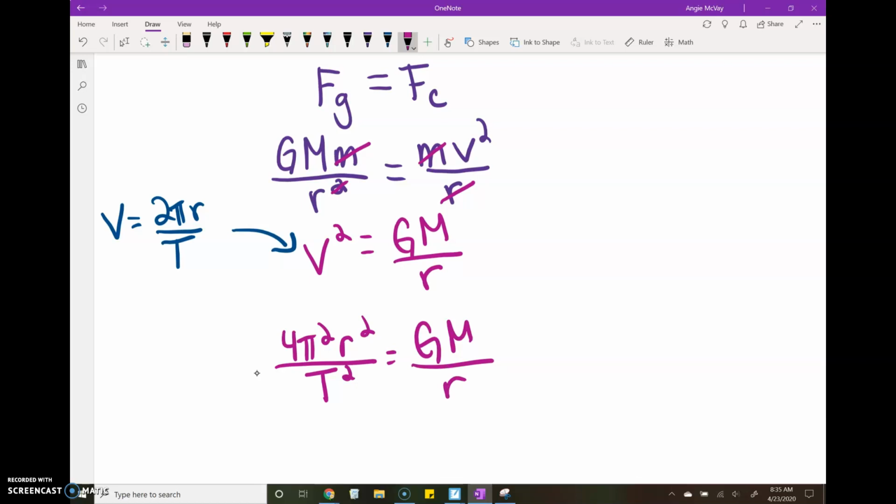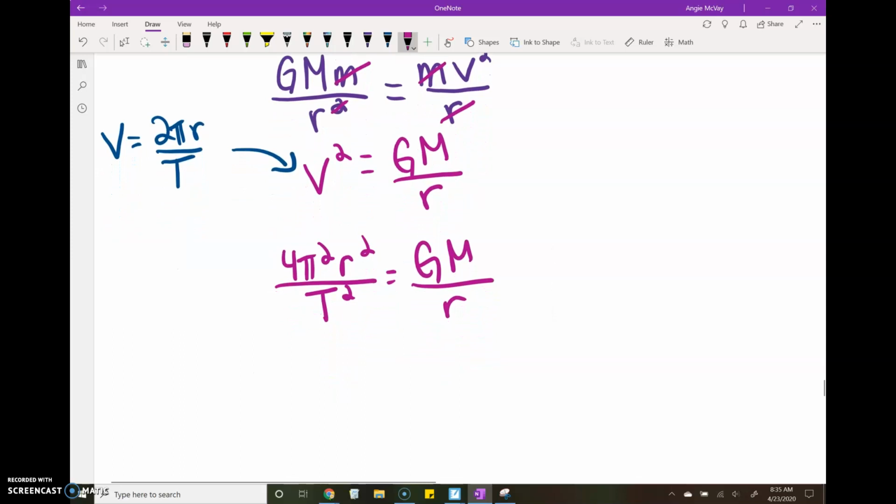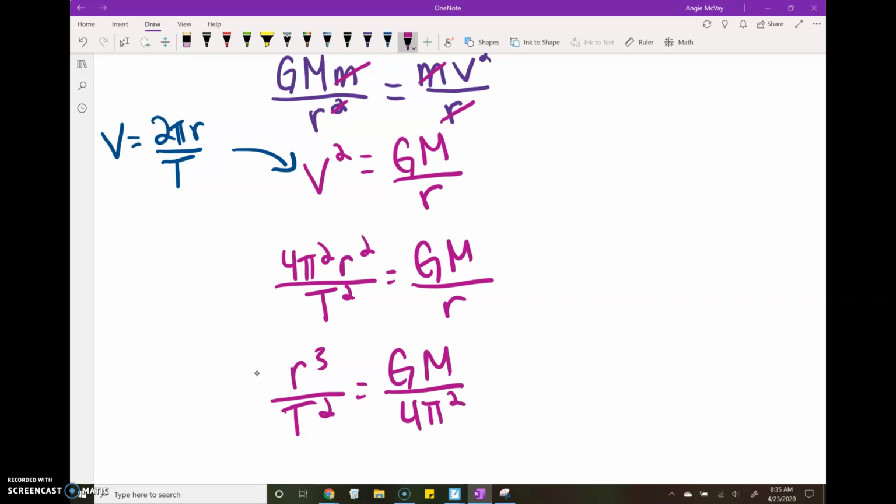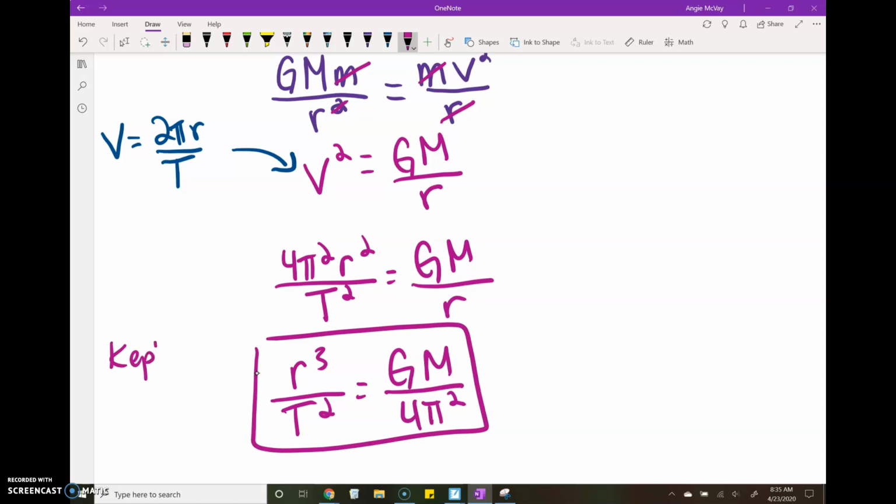All right, one last step. I'm going to rearrange this to be written in its famous form, where we get r cubed over period squared equals GM over 4 pi squared. Okay. And this is known as Kepler's third law of planetary motion. Really simply combining Newton's universal law of gravitation with the equation for circular motion.